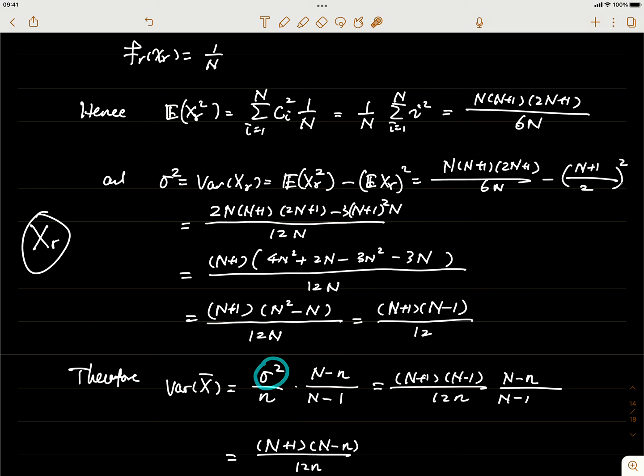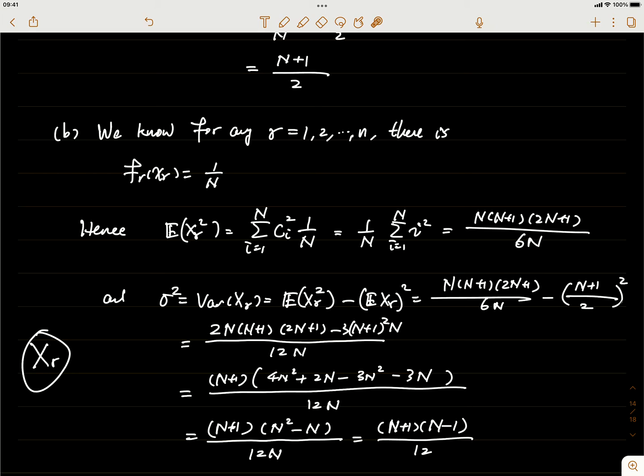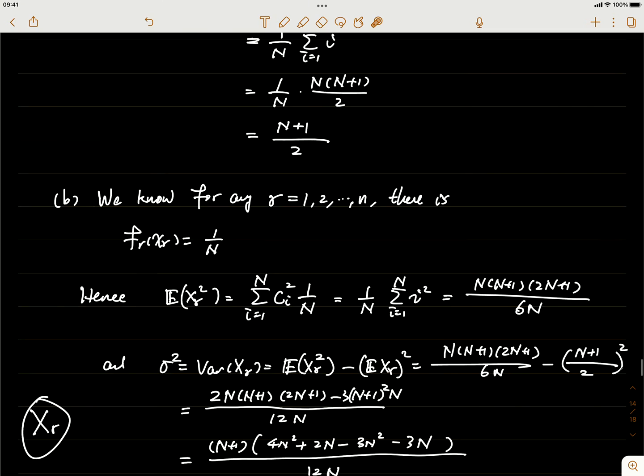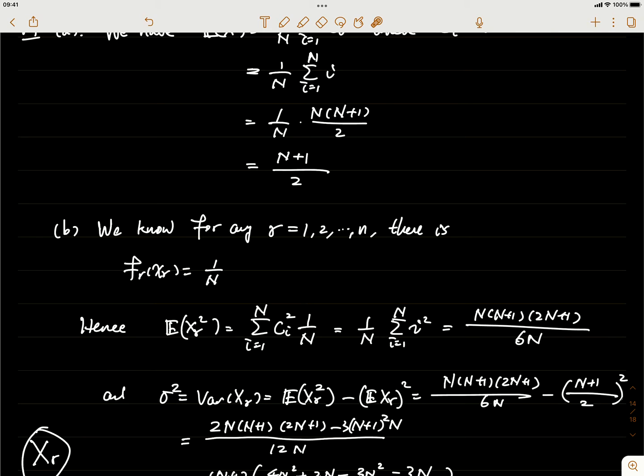So now the key is to figure out the variance of the rth selection. To compute that, recall that the PMF for XR is just 1 over n, right? This is what we learned in class. We already calculated the mean, which is equal to half of n plus 1. Now we just need to calculate the second moment of XR, and then we can use it to get the variance of XR. The second moment of XR is just the weighted average of XR squared. XR can take a value CI, so that gives us CI squared. But CI is just I itself, so you have this 1 over n out here, and you take the sum of the I squared, from 1 to capital N.